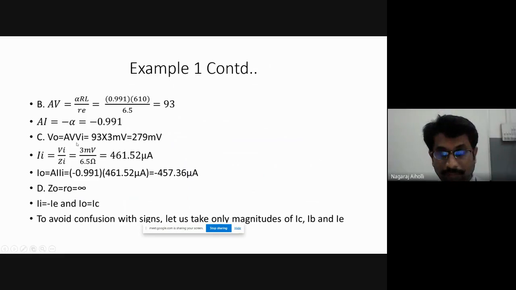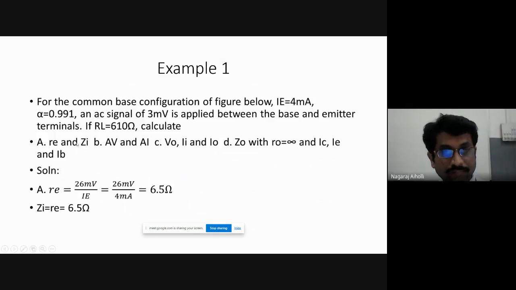Next, third part of the problem. What have they asked next? Not the output voltage, they have asked.